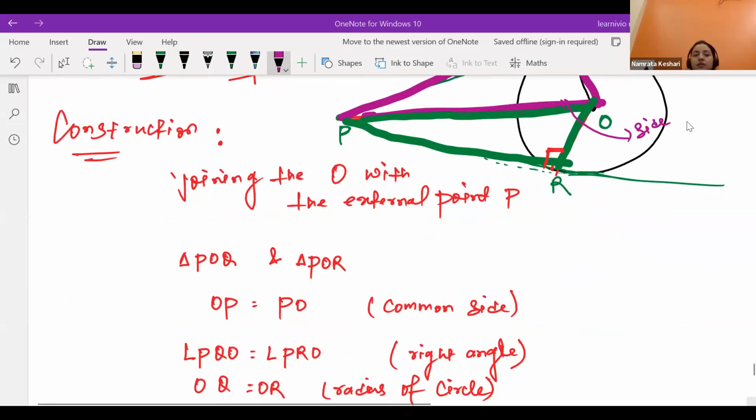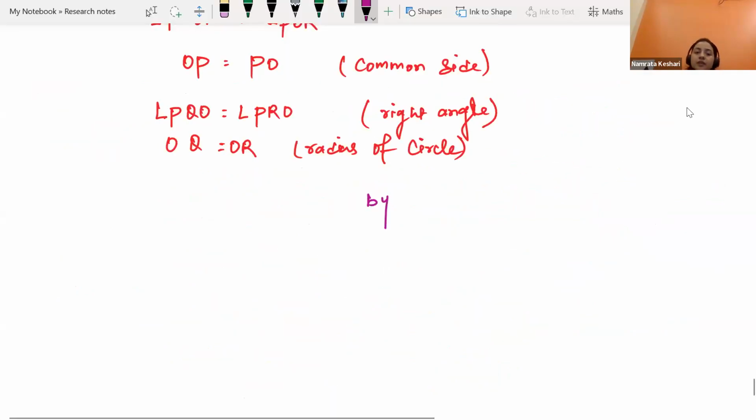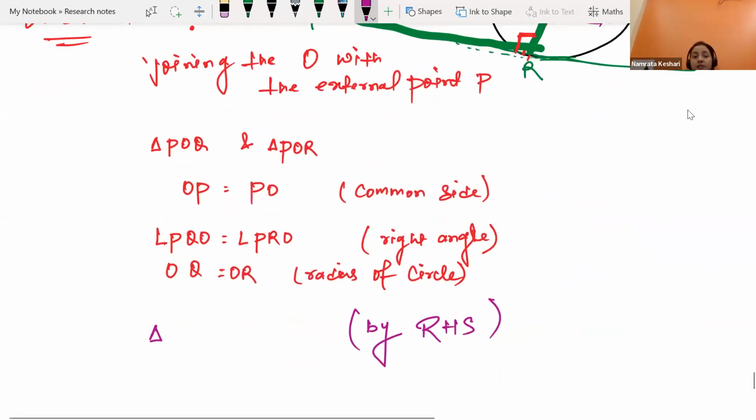I'm going to write over here that by RHS congruency criteria, these two triangles are congruent with each other. But while writing the congruency, we must be careful with the name of the triangle. I must write OP in the same sequence. So here OP and OP.